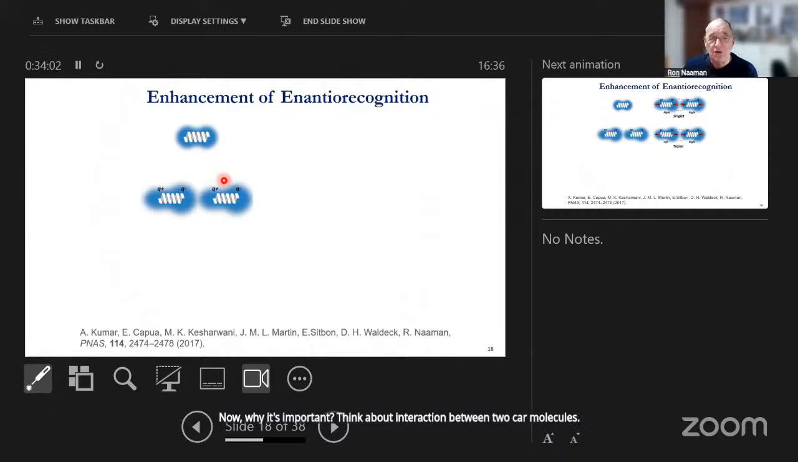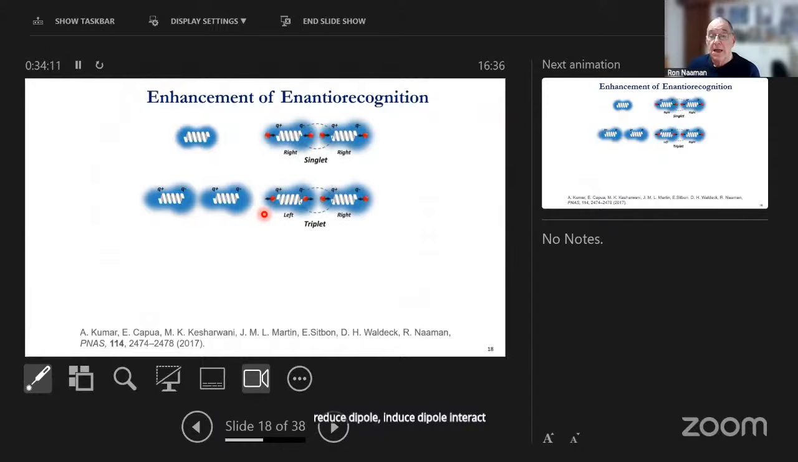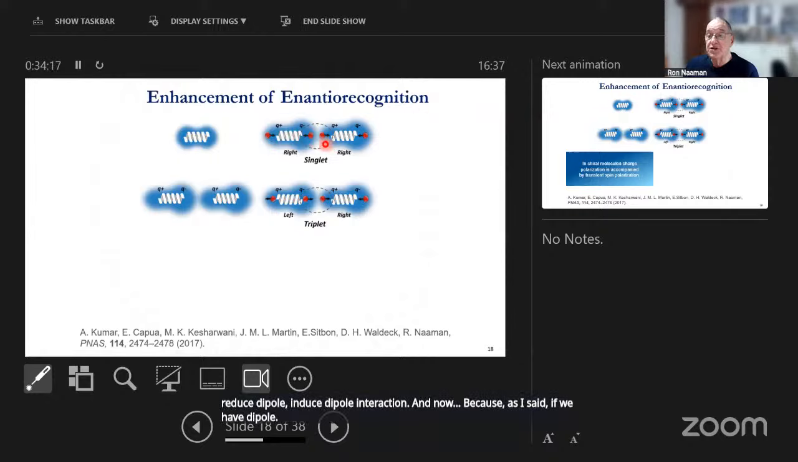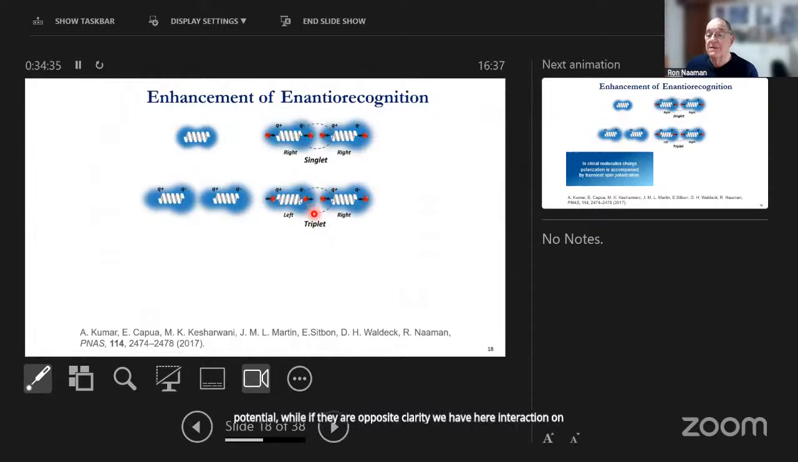When we have two chiral molecules, then when they interact, we get induced dipole interaction. And now, because as I said, if we have a dipole, we have spin associated with it. So if these two molecules have the same chirality, then the interaction is through a singlet potential, while if they are of opposite chirality, we have here interaction on a triplet surface. So this will be an interaction that is allowed. Here there is a repulsion.